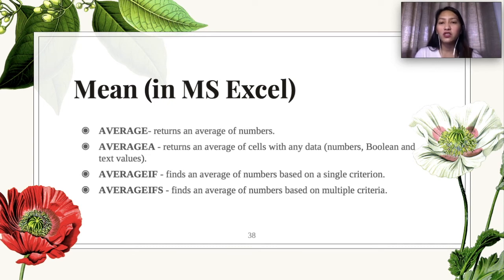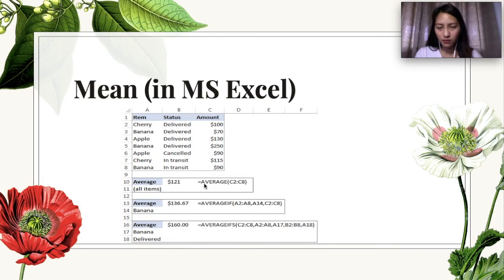In Excel, you use formulas such as average, average A, average if, and average if S. Yung average, it returns an average of numbers. Ito yung usually yung ginagamit natin. Yung average A naman, it returns an average of cells with any data. Kasi yung average, applicable lang to sa numerical data. Pero paano kapag boolean, paano kapag text values, ang pwede mong gamitin doon is average A. Yung average if naman, kapag meron kang single criteria or single criterion. Kapag average if S naman, ito yung multiple criteria. So how to use it?